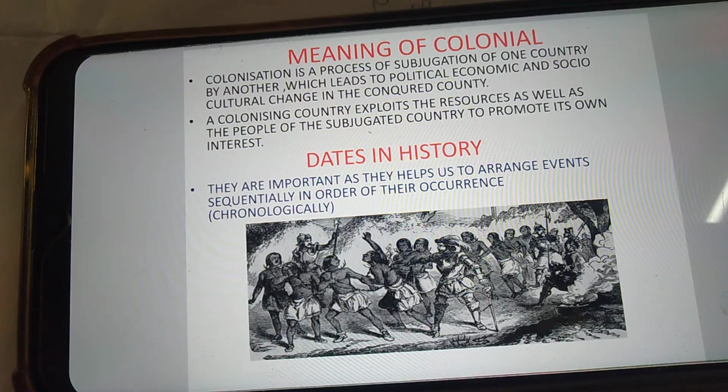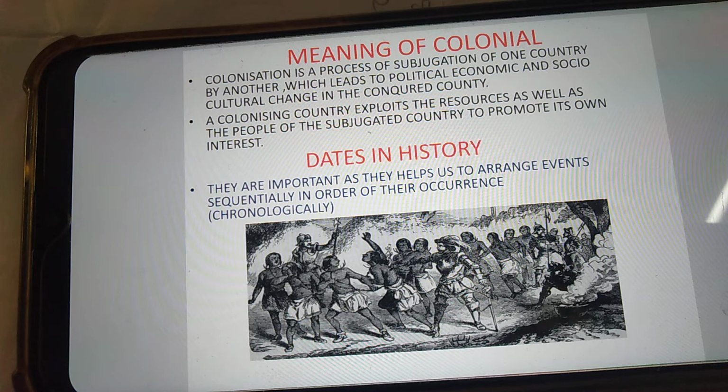Meaning of colonial. Colonization is a process of subjugation of one country by another, which leads to political, economic, and social cultural change in the conquered country. A colonial country exploits the resources as well as the people of the subjugated country to promote its own interest.